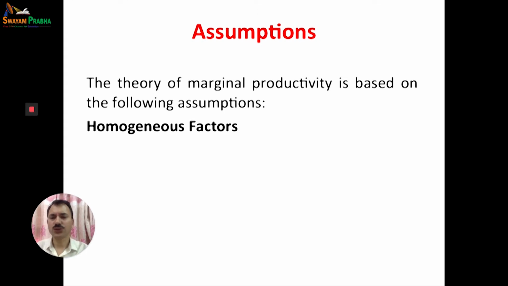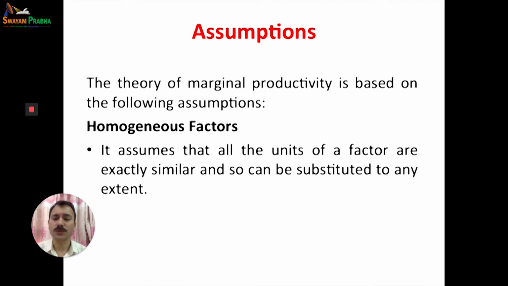In this theory, we assume that all factors of production are homogeneous in nature. You cannot differentiate one product from another product. We assume that all the units of factors are exactly similar and so can be distributed to any extent. You cannot differentiate one labor from another labor. The capability and productivity are the same for every factor of production. This we have to assume; the theory of marginal productivity is based on this first important assumption.